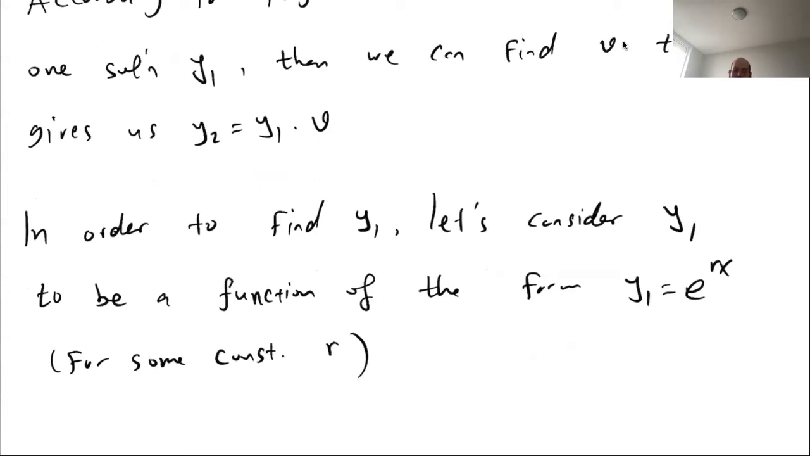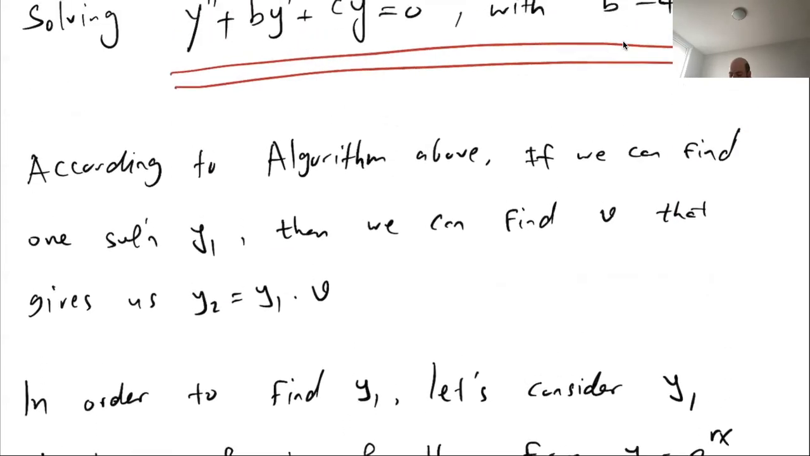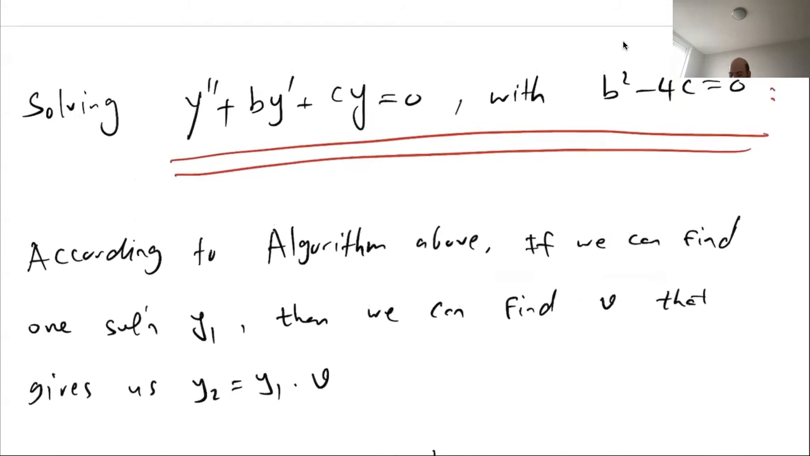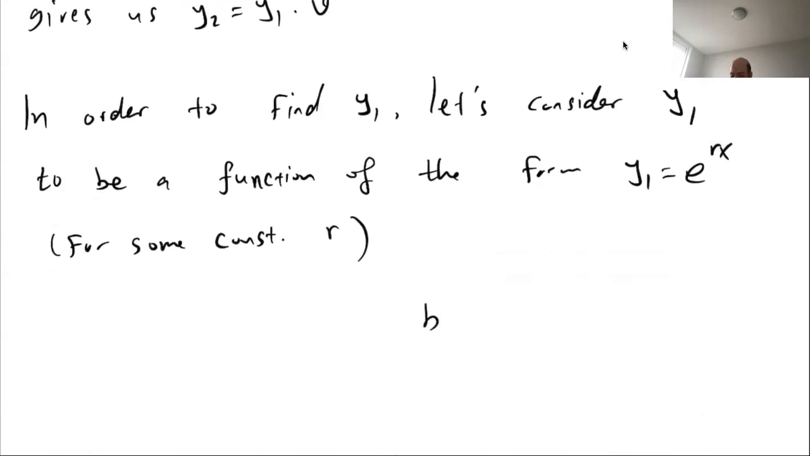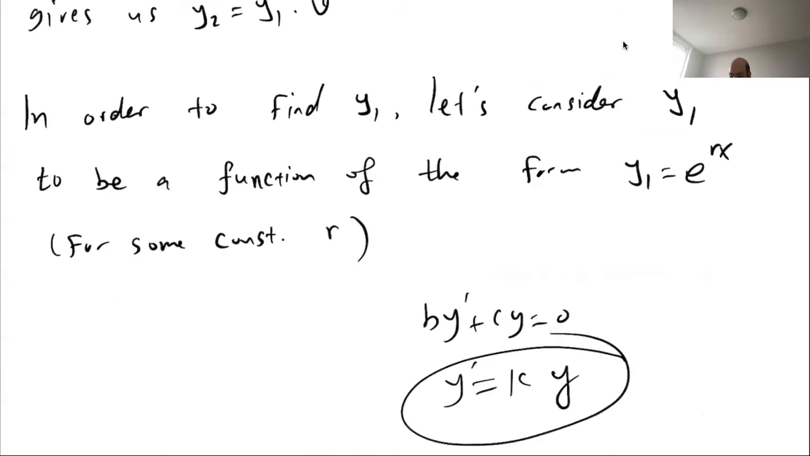So why are we assuming that y1 is e to power rx? Well, if we didn't have a second order differential equation, let's say if we had a first order differential equation, for example y prime plus cy equals 0, or let's say y prime equals some constant times y, then we know that the solution can be written in this form. Now that we have second order, the very first thing we can try is, why don't we try a solution again of this form? Maybe it works. If not, we can try other functions.